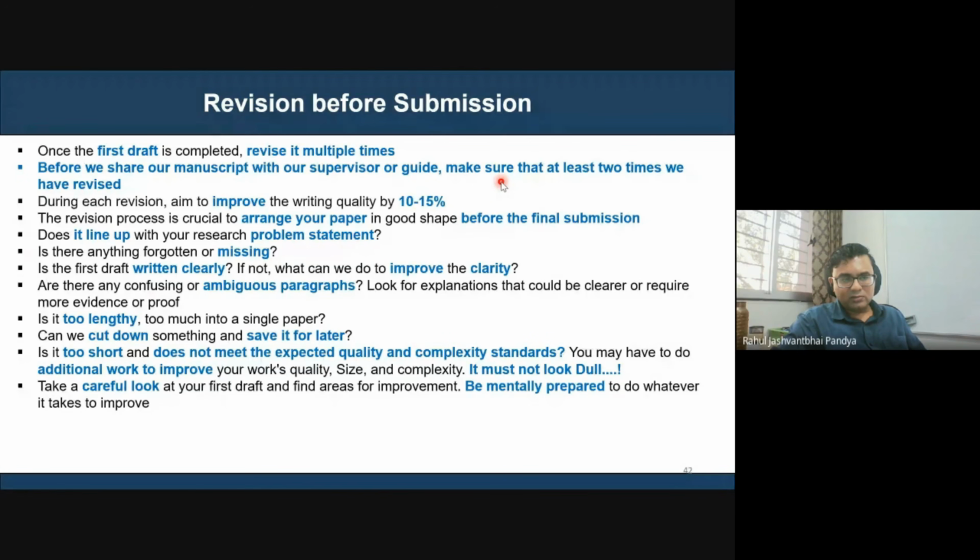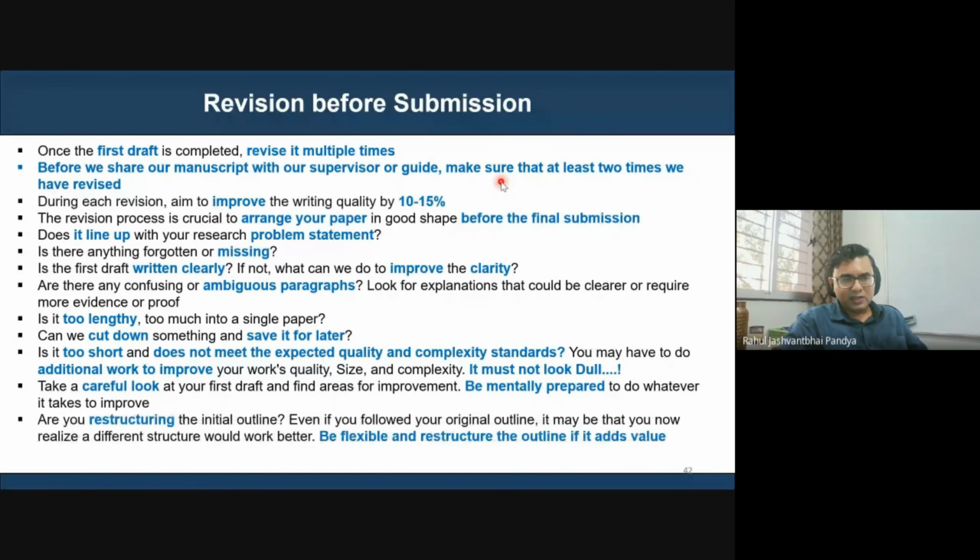So take a careful look at your first draft and find out the areas of improvement. Be mentally prepared and do whatever it takes to improve, right? So generally that's the idea. Sometimes we restructure it, so in that case we have to be flexible and restructure it. Sometimes we have to restructure the outlines so that it adds value. So these are the points of revision before the submission.